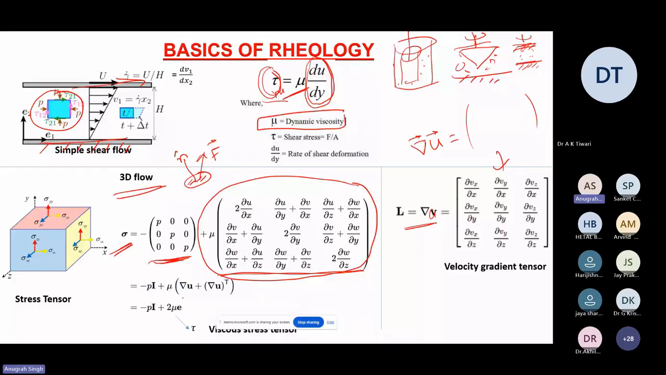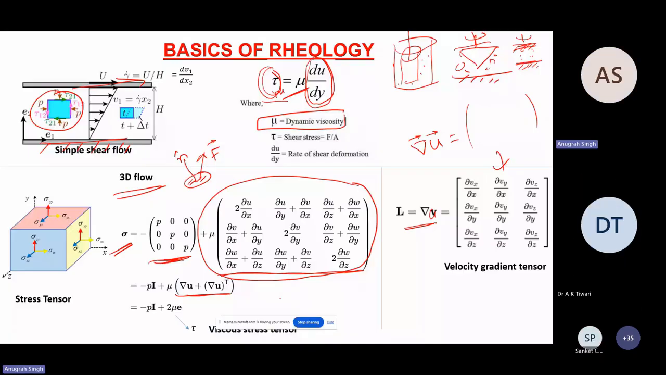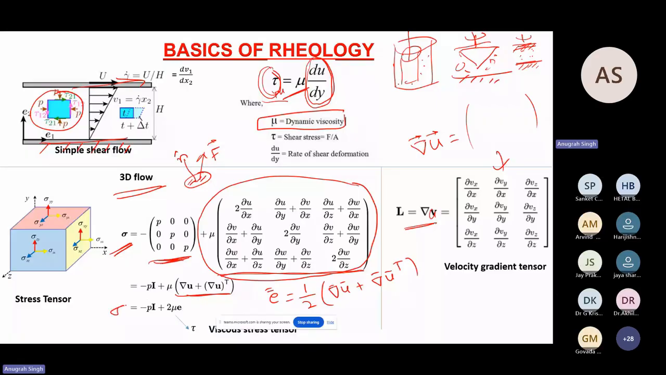And we know that E, the symmetric tensor, is half of grad u plus its transpose. This is called the symmetric part of the rate of deformation tensor. That is responsible for the viscous stresses I told you about. So you can write sigma is equal to minus pi I plus 2 mu E.